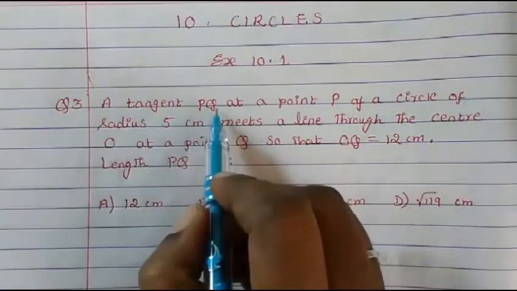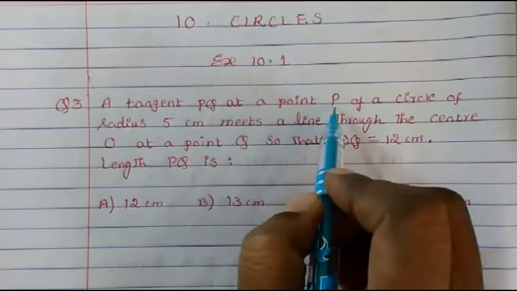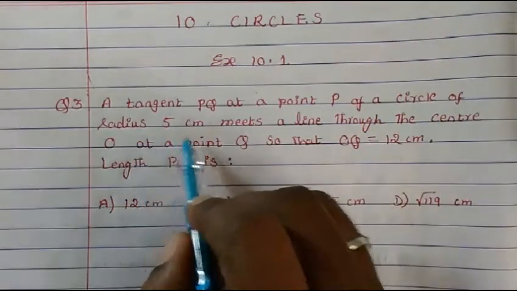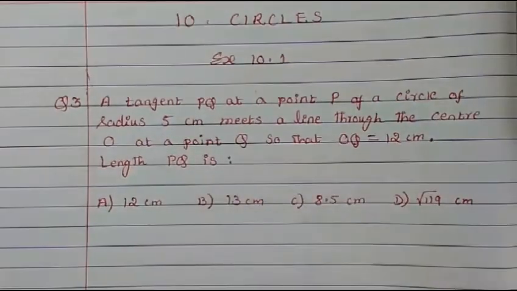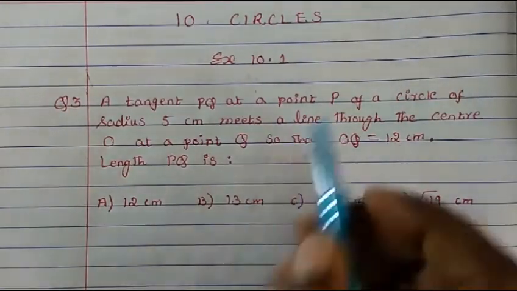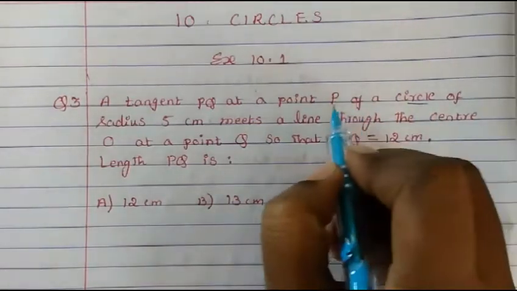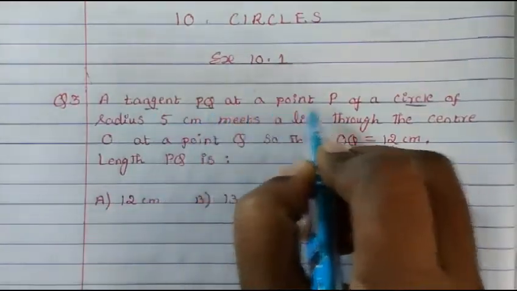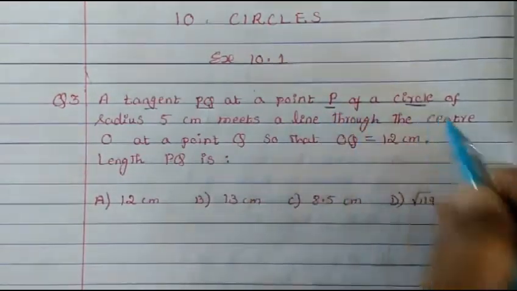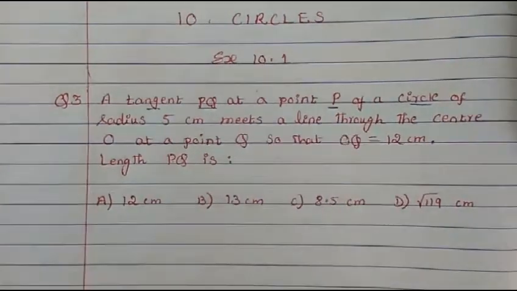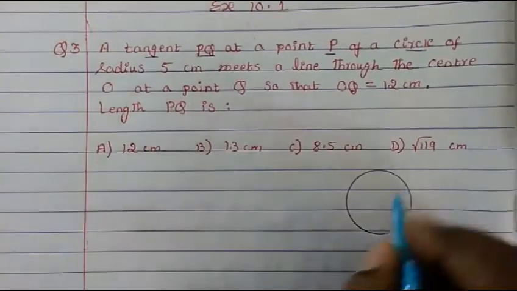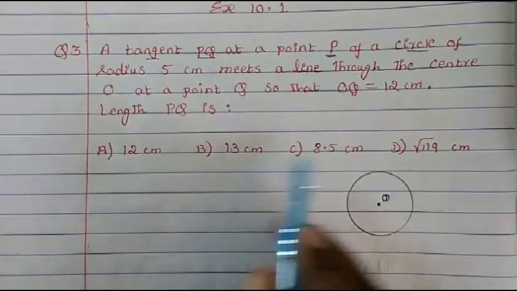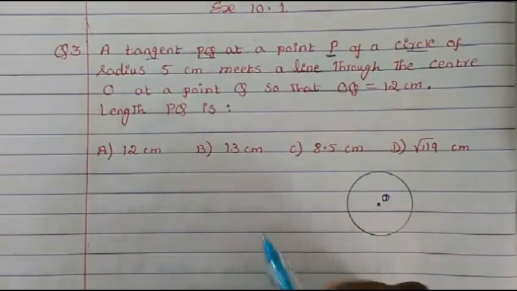A tangent PQ at a point P of a circle of radius 5 cm. So let us draw first a circle. We'll draw a circle where a tangent is given to us, PQ, at the point P of a circle. So I have drawn the circle here. This is the center O. Options are given to us, and we have to find out which is the correct option.